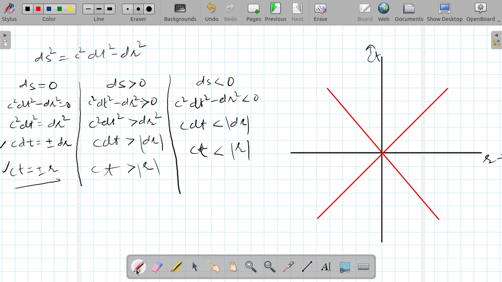Right? So this is basically a cone. This is a region, so that means this ct is equal to plus minus r. If I plot it in 3D, where r represents 2D or 3D space, then it looks like a cone. So ct is equal to plus minus r. That means this equation is ct equals r, and this equation is ct equals minus r.